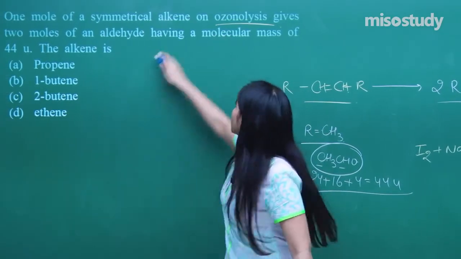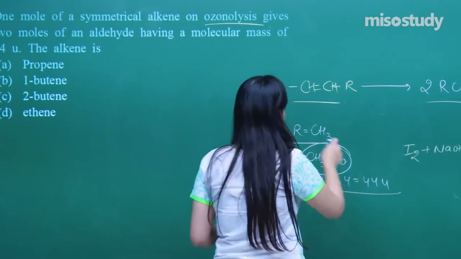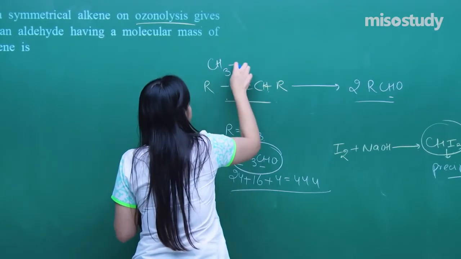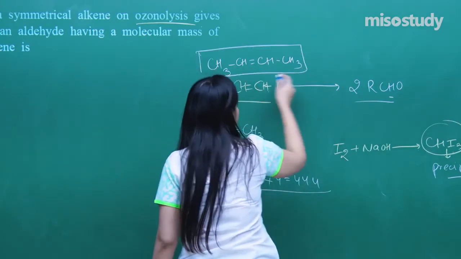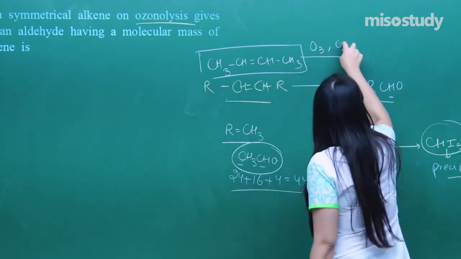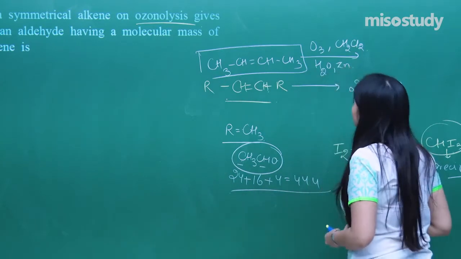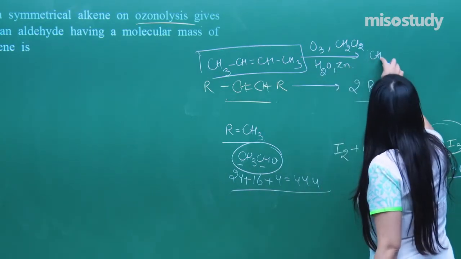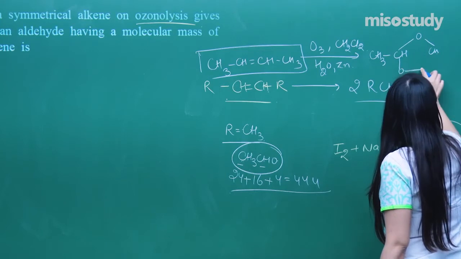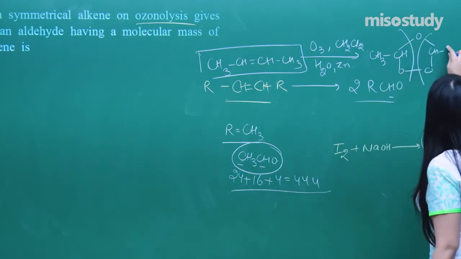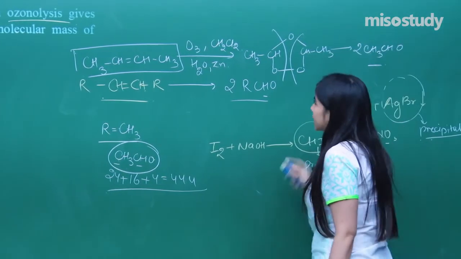Even if you do not know the ozonolysis reaction, you get your answer just by hit and trial method. Here R will be methyl and we get our answer. But let us just perform the reaction here in order to have an idea. So these are the reagents used in the reaction, and what do we get? This is how the ozonide is formed, that is the intermediate, and that is how it is going to break into 2 moles of ethanal. So that is what the entire reaction is.